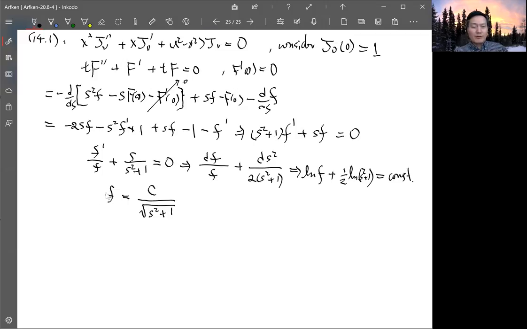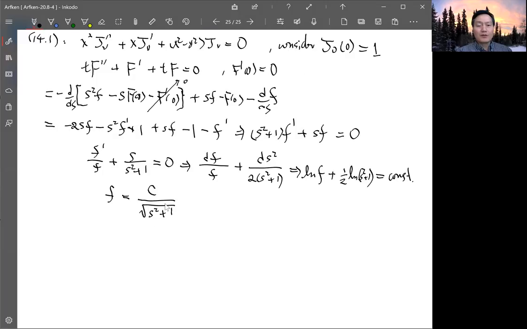That's kind of a result too, but there are two things. One is we need to figure out what the constant C is. The other is to figure out what the capital F, or J0, is in real space. Of course, we know how to solve the Bessel equation from the Bessel equation chapter, but now using Laplace transform, we can do it another way.